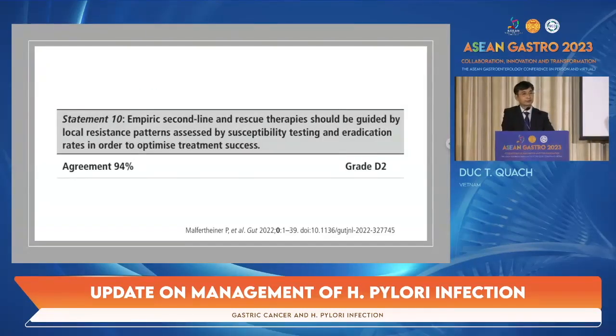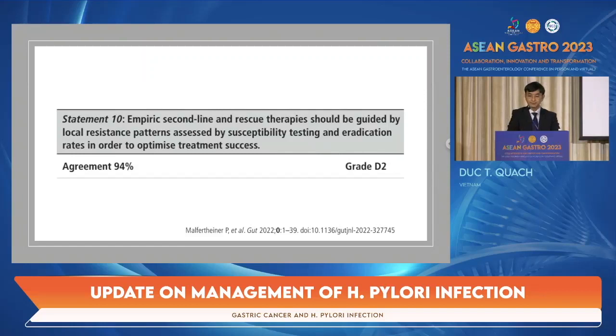Regarding when we should use susceptibility testing, Maastricht 6 confirmed the recommendation that empiric second-line and rescue therapy should be guided by the local resistance rate if we do not have the equipment to perform susceptibility testing. Ideally, we have the test so that we can choose the appropriate antibiotics to guide our treatment and achieve a higher eradication rate.